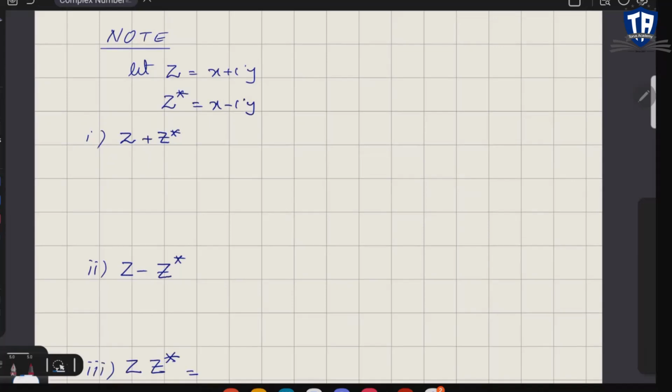Okay, next concept. So far we have learned all the basics regarding complex numbers. We know how to find the conjugate, how to find the magnitude of a complex number, and how to plot the numbers on the complex plane. Here there are some results which will be very simple.